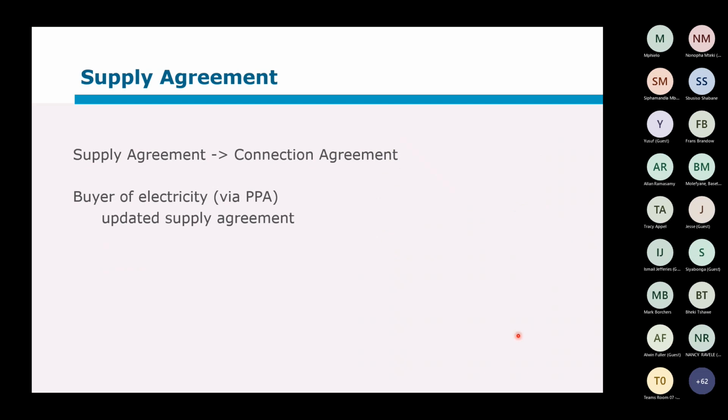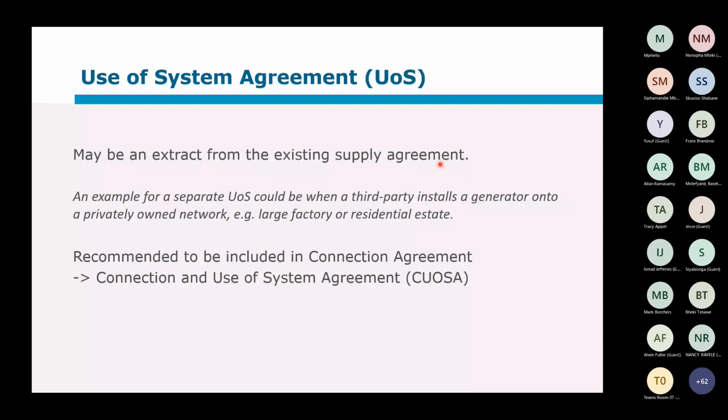Supply agreement is a term that's been used by some people, and as I understand it, that is just an older term for the connection agreement. Then there's a use of system agreement that's been extracted. Historically, this is just part of the supply or connection agreement.